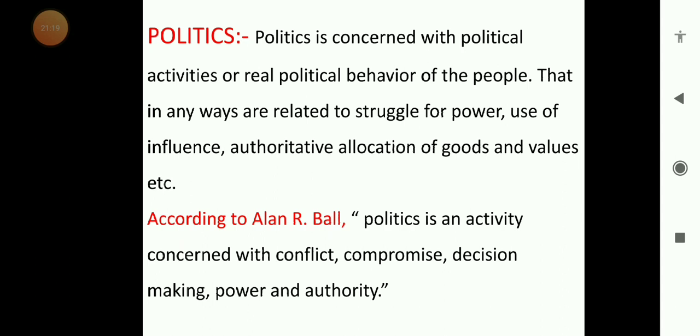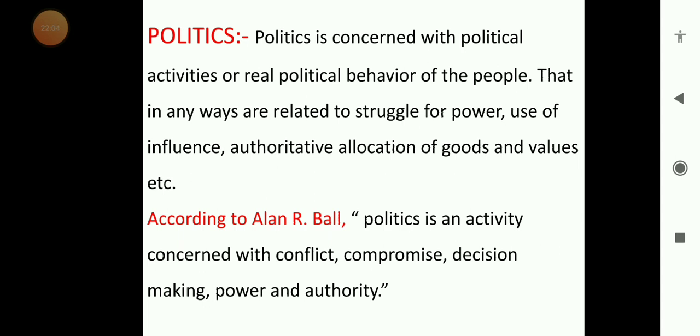So that was about political science. Now politics is concerned with political activities or the real political behavior of the people. The way any political party enters into elections, and the way people are influenced to vote for some party and not vote for another party. These are concerns of politics that in any way are related to struggle for power, use of influence, authority, allocation of goods and values. How do we choose people, and what kind of rules do we want our representatives to frame for us? So everything is studied in it.